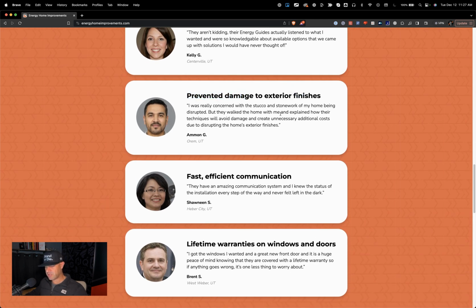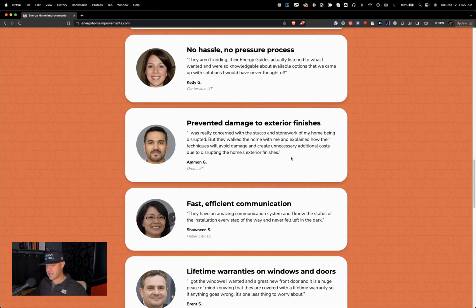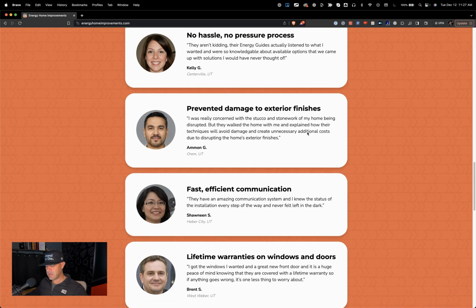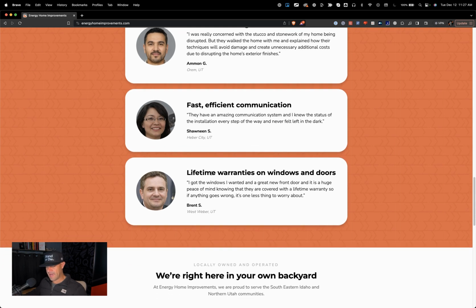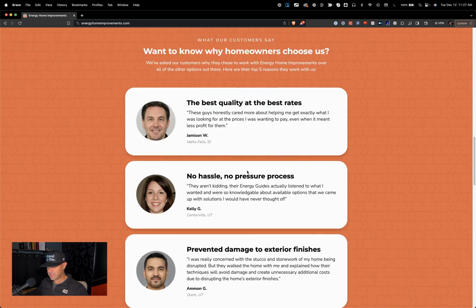Damage to exterior finishes was a big thing. And these guys are really good at causing very minimal to no damage to the outside exterior. They are very big on fast, efficient communication, and that was a concern. And so all the things that the company was trying to do well, it really meshed with the real concerns that people had. The last one's a question about warranties. And so, boom, we hit these things up right here.